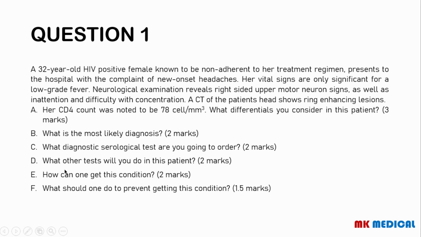So what should one do to prevent this condition? So number one, cook your meat thoroughly. This ensures that you kill all the cysts. Number two, pregnant women should not be allowed to handle cats, should not be allowed to clean litter boxes for cats, and should avoid eating undercooked meat.